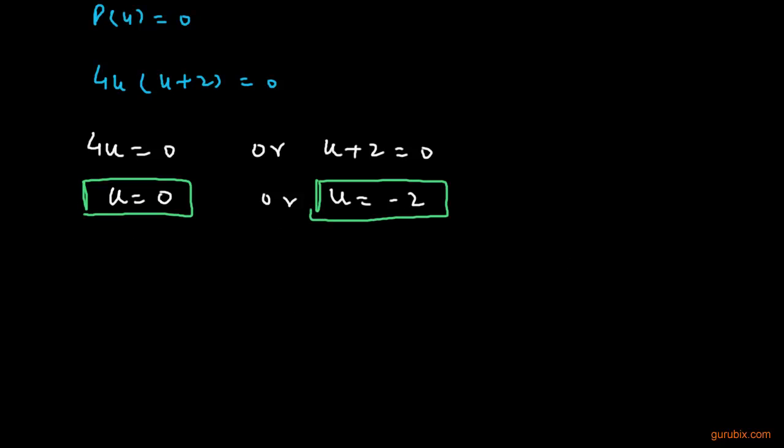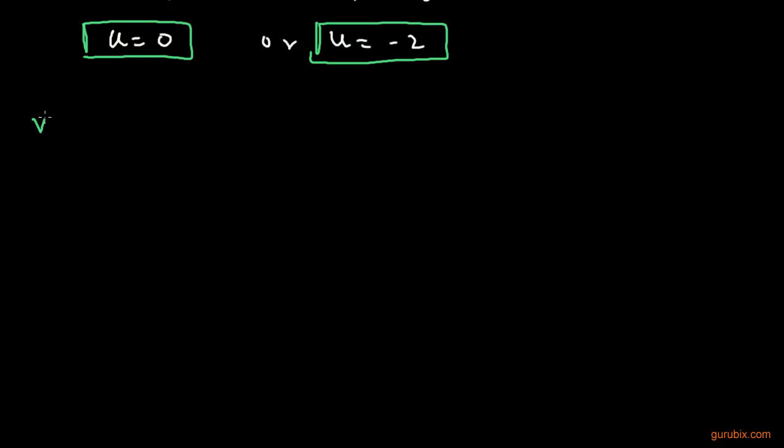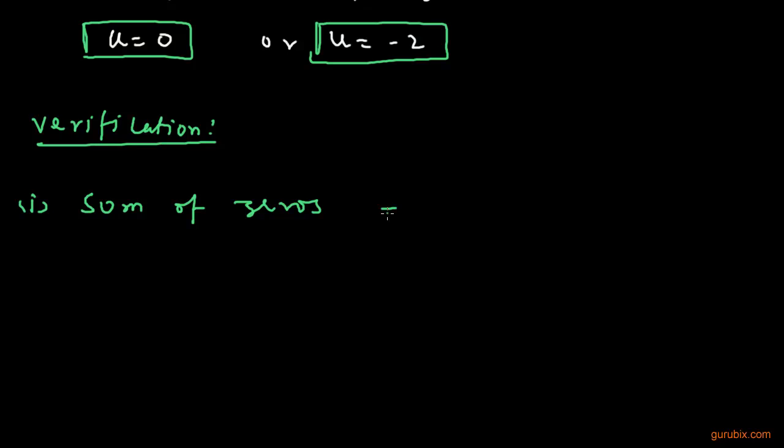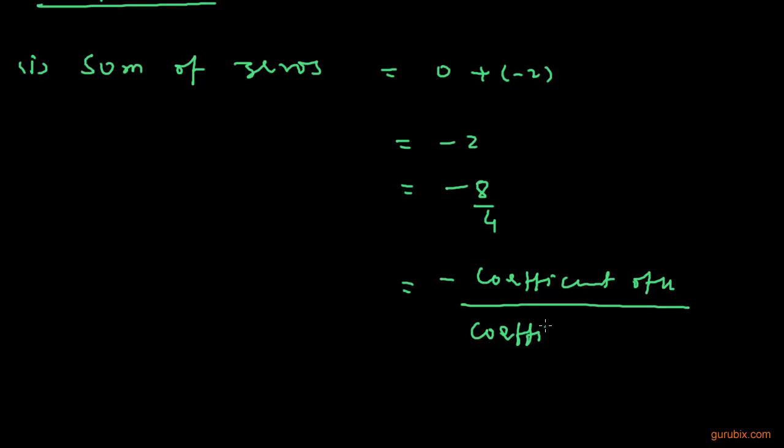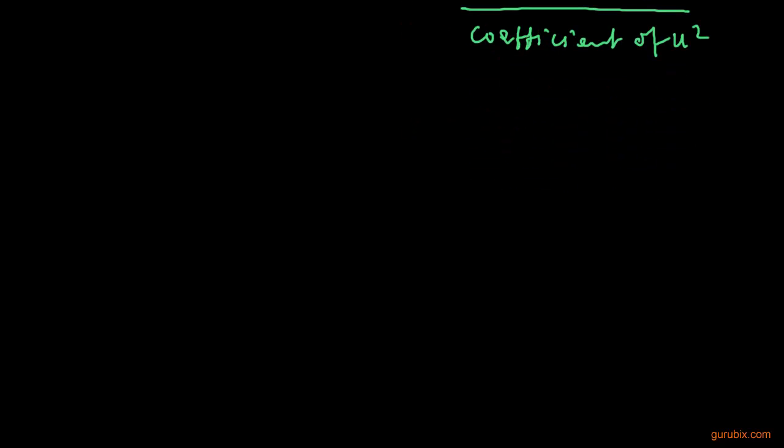And now we shall verify the relationship between the zeros and the coefficient. So verification is, first of all we shall find the sum of zeros, and here we have 0 plus minus 2. This means we have minus 2, and we can write it as minus 8 over 4, and this ratio is equal to minus coefficient of u over coefficient of u square. So this relationship is verified.